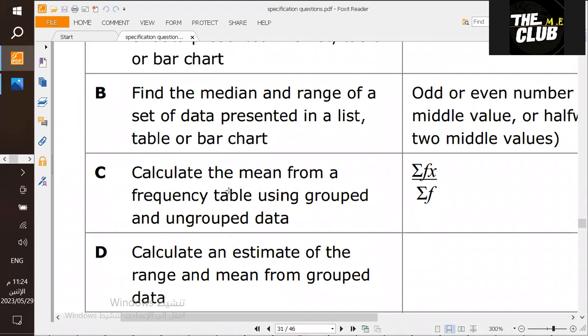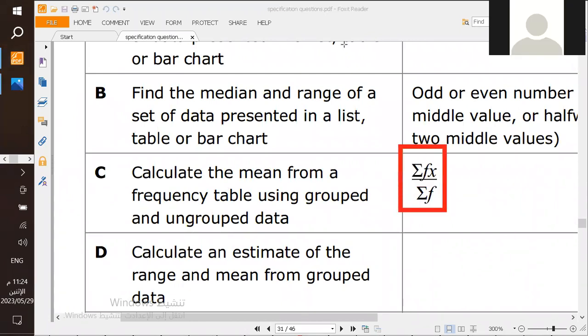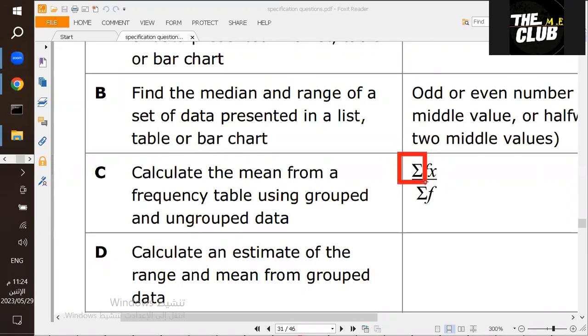You never studied that, basically. This one means summation. So basically, what are they trying to do? Summation of data dividing by the number of data.